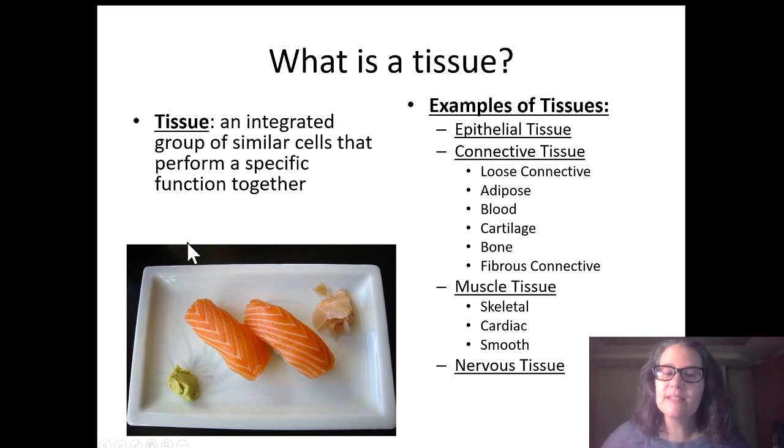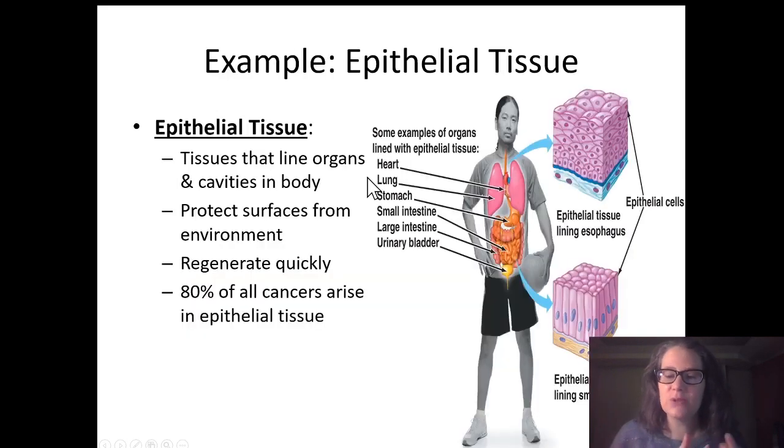Tissues are 2 or more cells that are working together. Typically, they're integrated, so the cells are communicating and they're carrying out a specific function together. Over here on this slide, I have underlined the 4 kinds of tissues that I want you to know. So epithelial, connective, muscle, and nervous tissue. There are some examples within here that we'll go through, but I want you to at least know those 4 basic types of tissues that are required to build a human body.